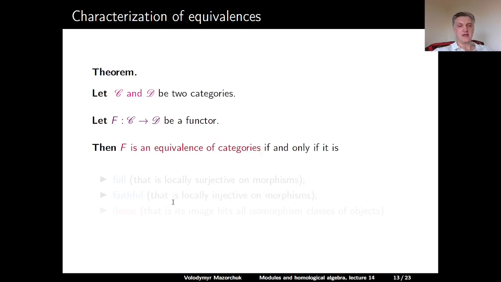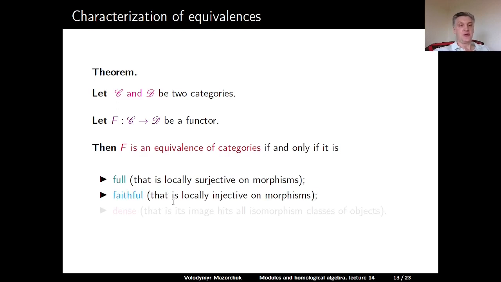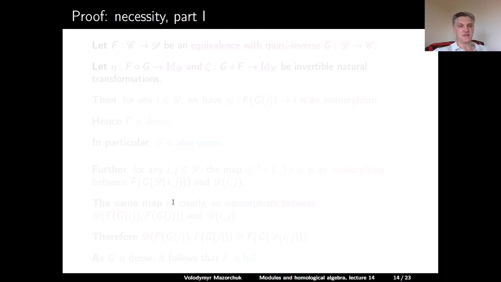Then F is an equivalence of categories if and only if the functor F is full, which means that it is locally surjective on morphisms. It should also be faithful, which means that it is locally injective on morphisms. And it should be dense. Alternatively, this is called essentially surjective. This means that the image of this functor hits all isomorphism classes of objects. Let us start the proof of this theorem by proving necessity.